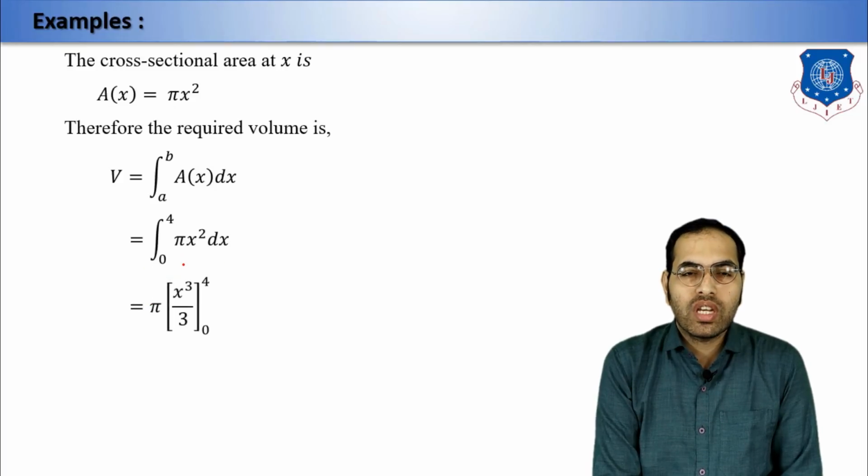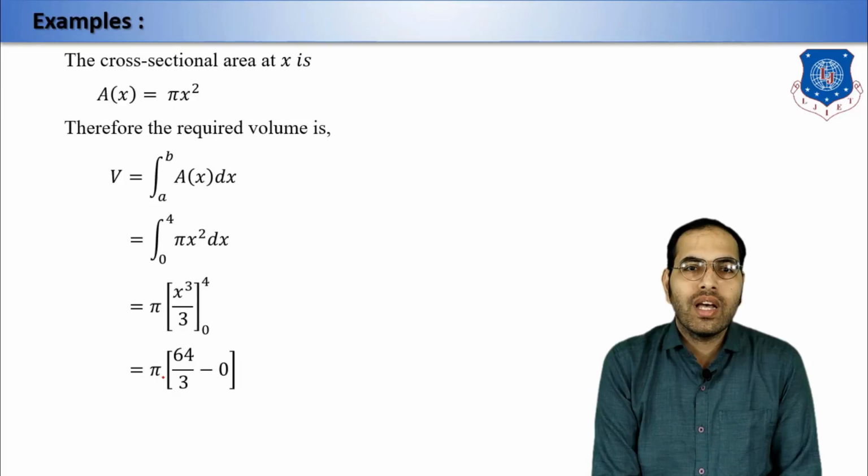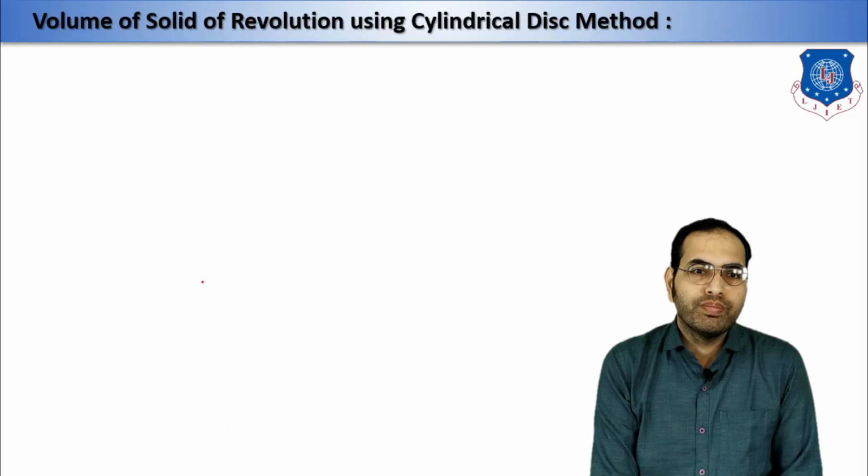Then pi, which is constant, comes out. The integral of x square is x cube by 3, where x varies from 0 to 4. Then substituting the limits, upper limit minus lower limit, we get pi into 64 by 3 minus 0, which gives 64 pi by 3 centimeter cube, that is the unit of the volume.